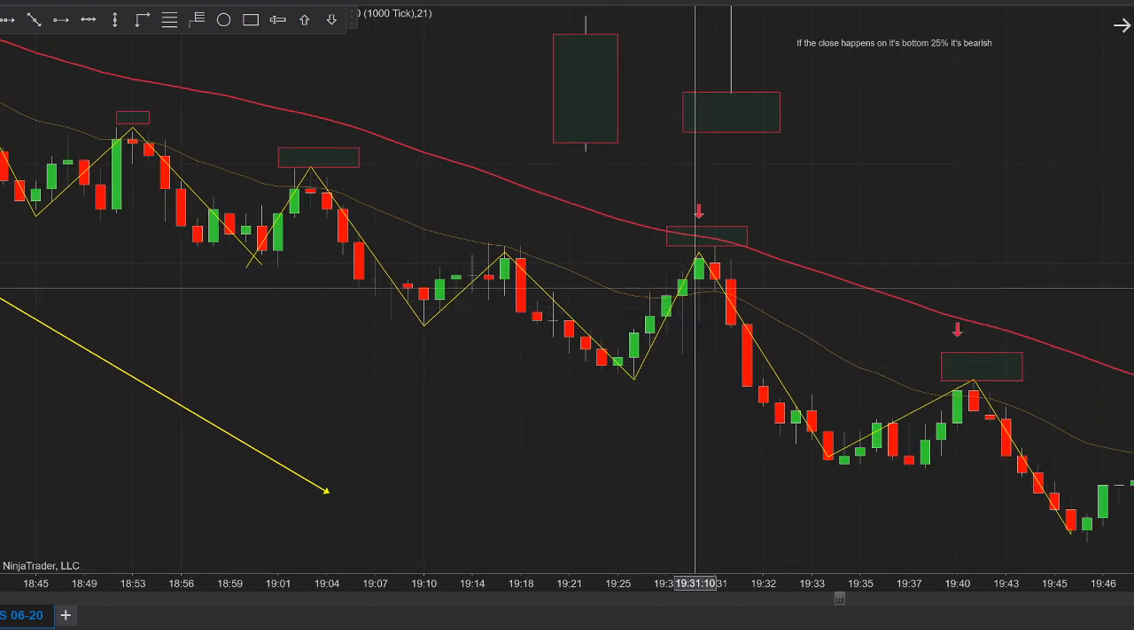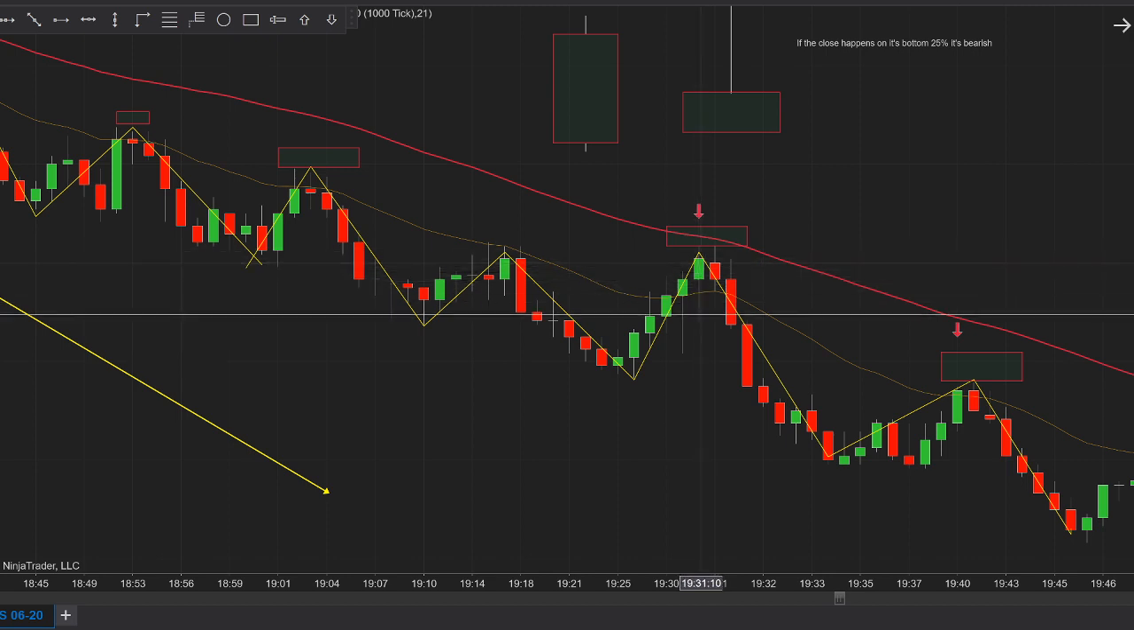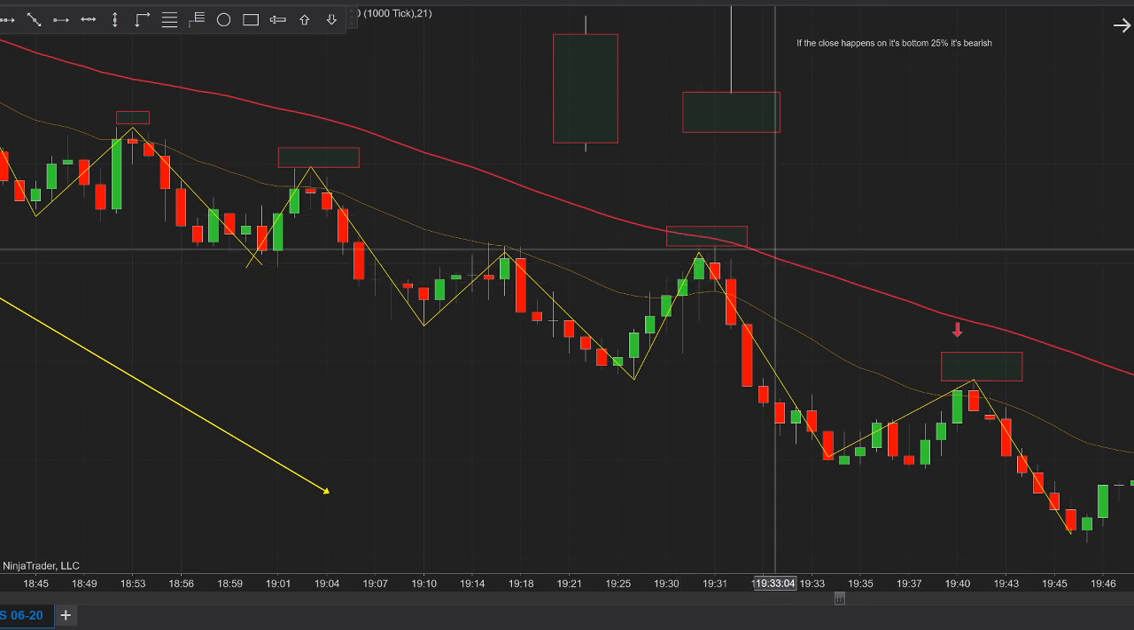Okay, same for this one. I think I don't need to explain this candle. So as you see, it's green, and it closes on its top 25%, not a good trade to take.